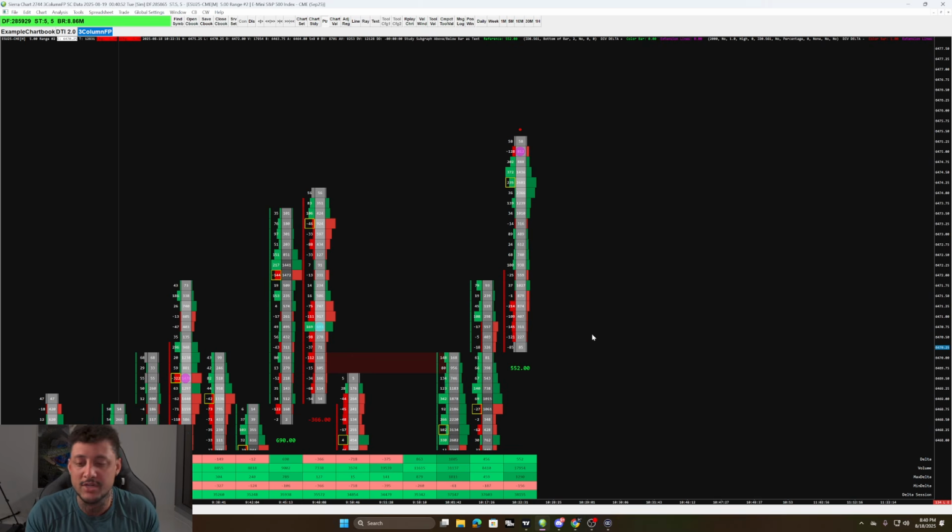So it doesn't matter if you trade support and resistance, supply and demand, moving averages, ICT, SMC, it literally does not matter. But by implementing this one simple tool alone, you're going to be able to significantly increase the size of your take profits, decrease your stops, and increase your win rate at the same exact time. Now, how do we actually read this chart?